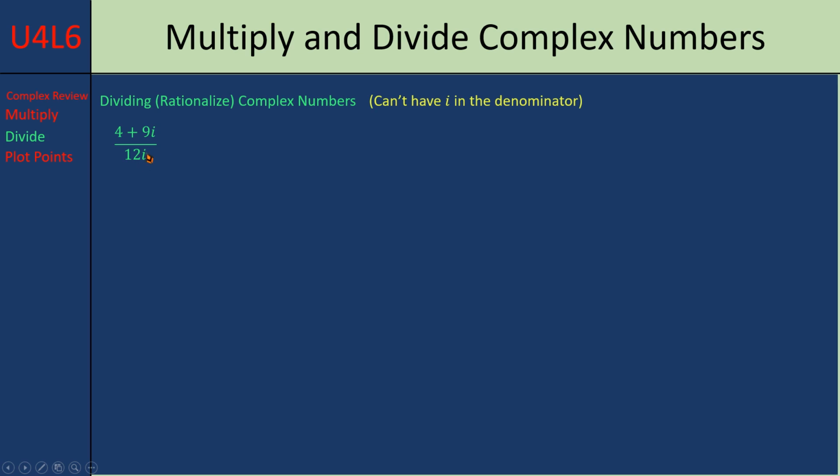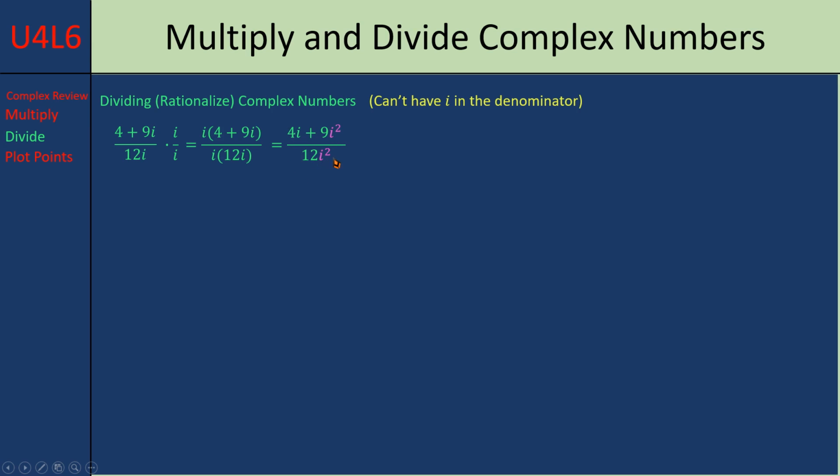Okay? If you have just an imaginary number here, multiply by i. So what happens is I have i times this whole thing and i times this at the bottom. So I haven't done anything. I just put it together so you guys can see it. Now I'm going to distribute the i in here. Distribute. And I get 4i plus 9i squared.